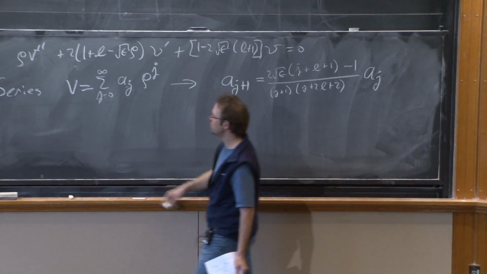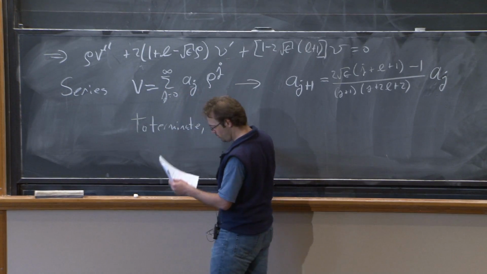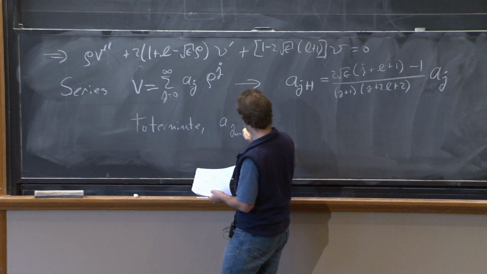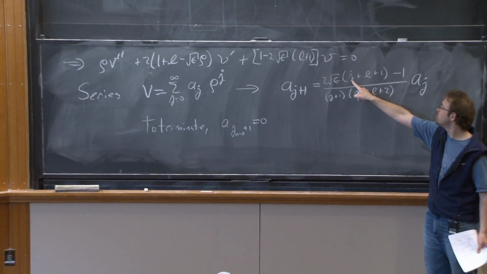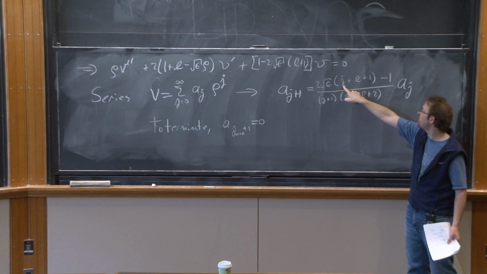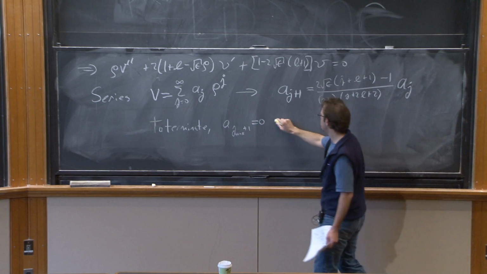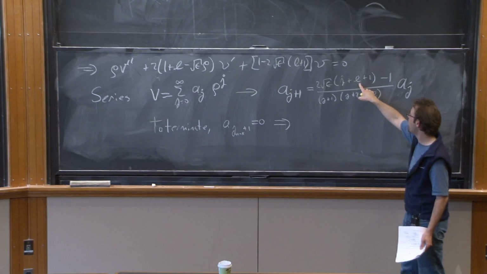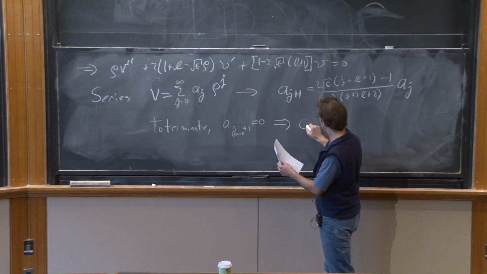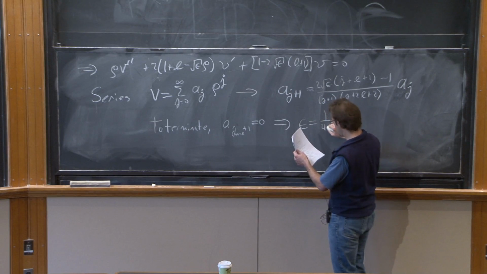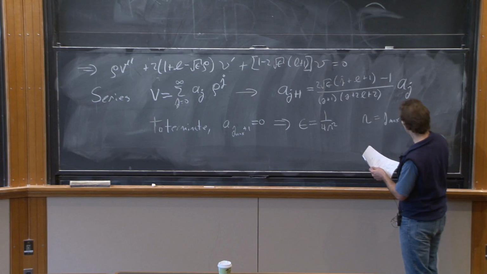In order for this to terminate, we must have that a sub j max plus 1 is equal to 0. So one of these factors must eventually vanish, and the only thing that's changing is little j. What that tells us is that for some maximum value of little j, 2 root epsilon times (j max plus L plus 1) is equal to 1. That gives us a relationship between j max, little l, and the energy. And if you go through, what you discover is that the energy is equal to 1 over 4 n squared, where n is equal to j max plus L plus 1.